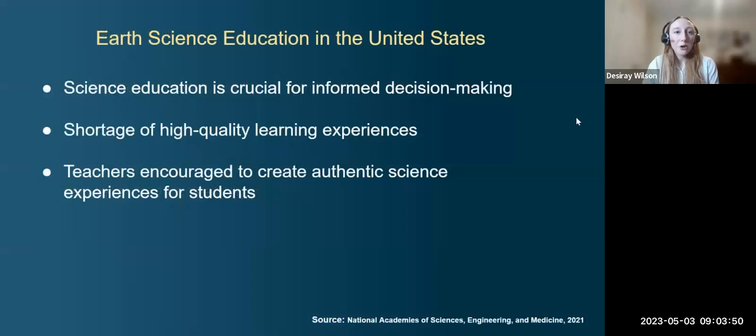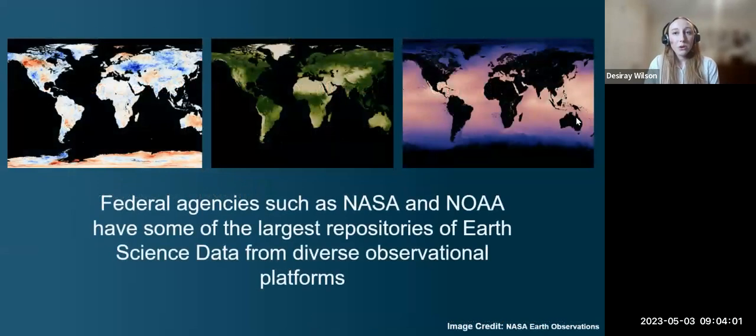So how can we help Earth science educators to create some of these more meaningful, authentic science experiences for students? Well, one way we can do that is by incorporating authentic Earth science data into the classroom. So giving students the ability to work with the same data sets that scientists use. Many federal agencies such as NASA and NOAA house petabytes of authentic Earth science data collected via remote sensing satellite. And these data are freely available to the public.